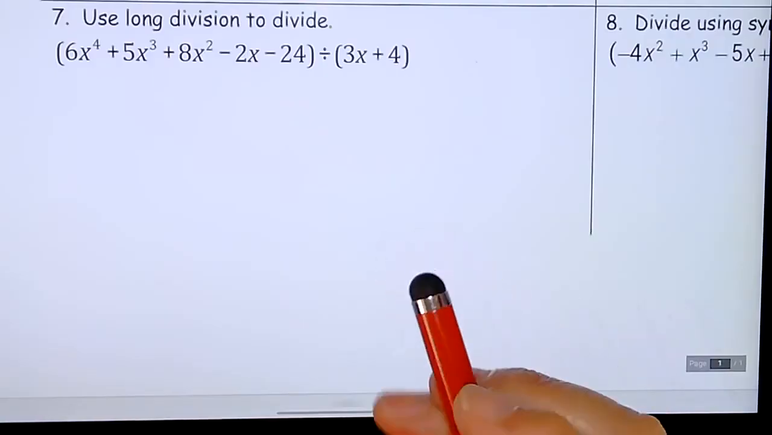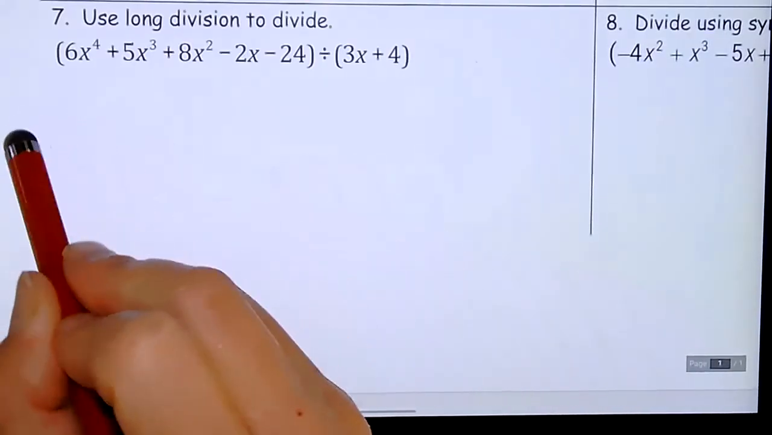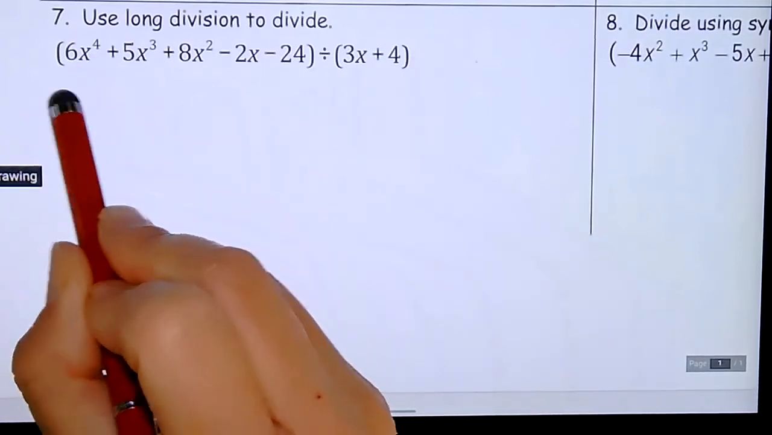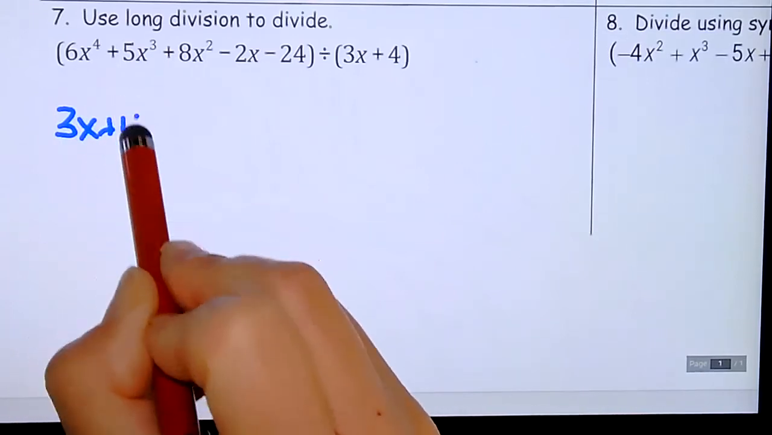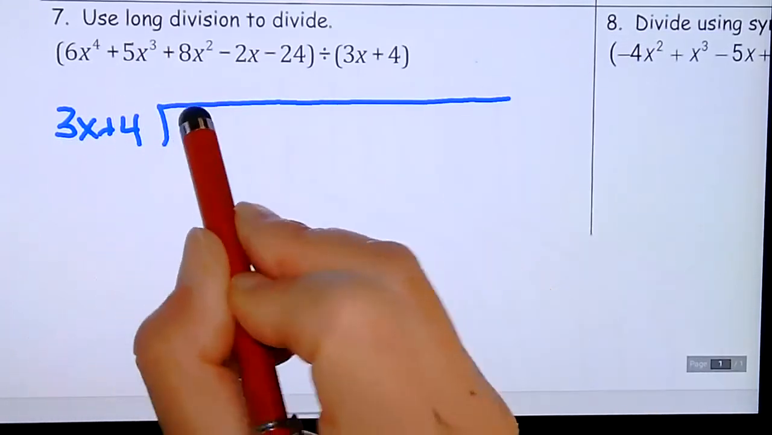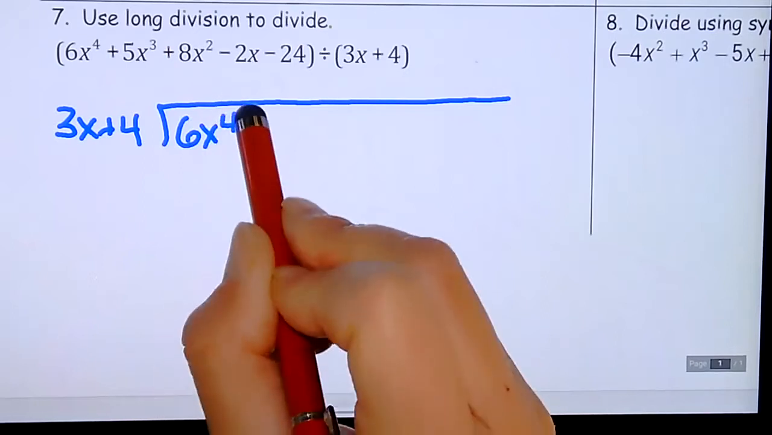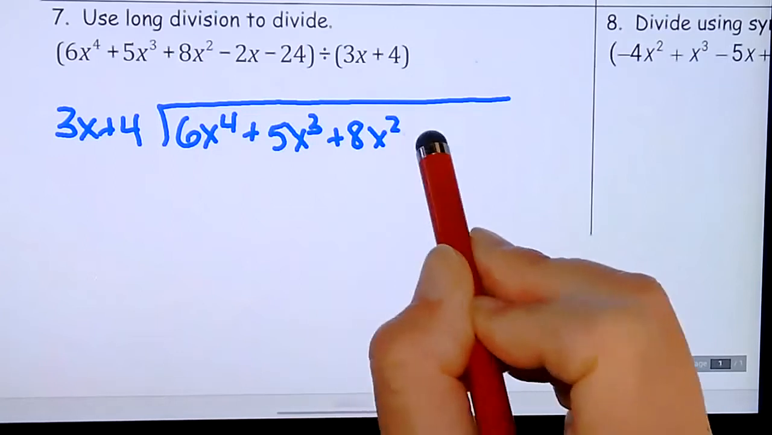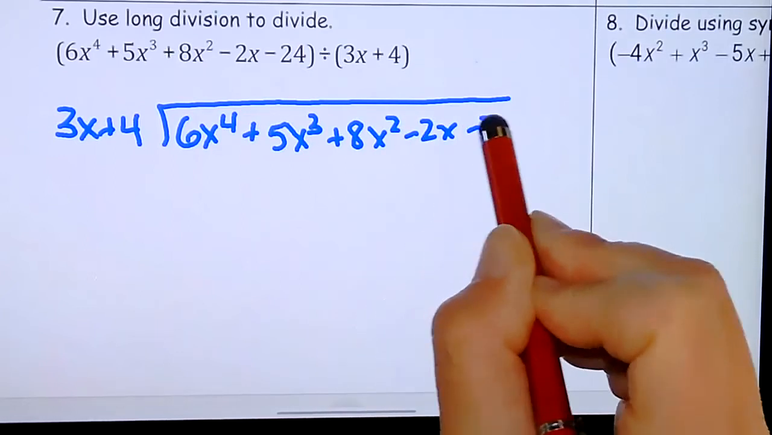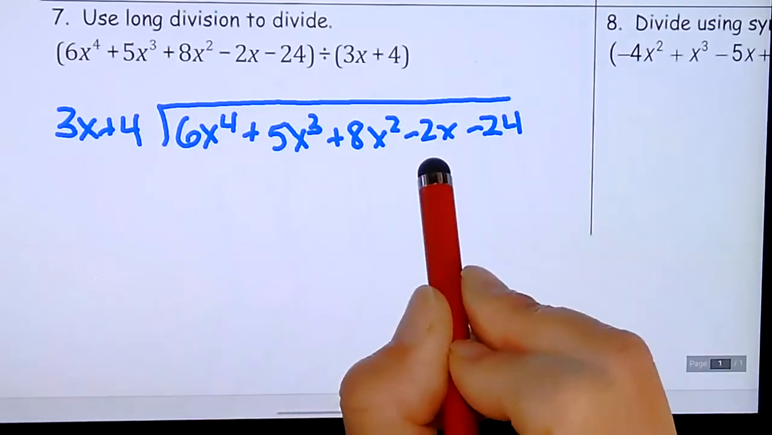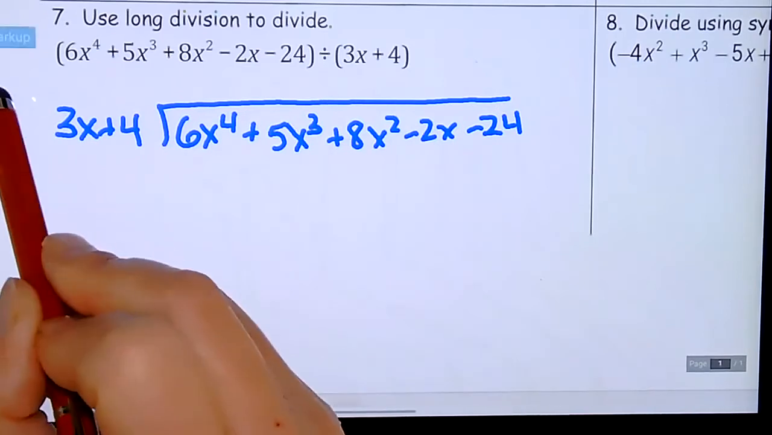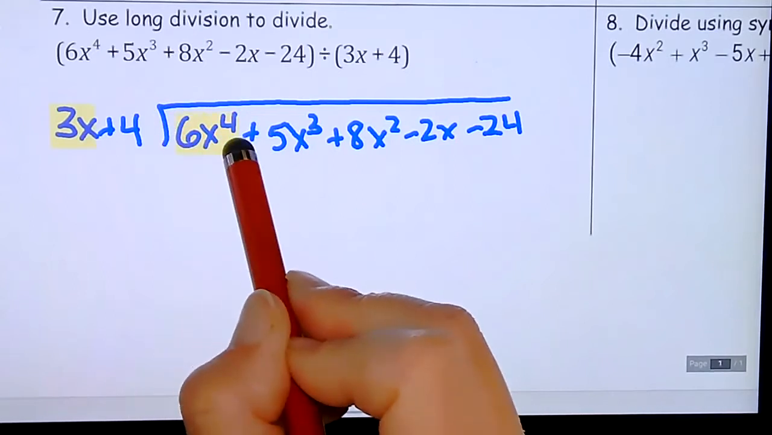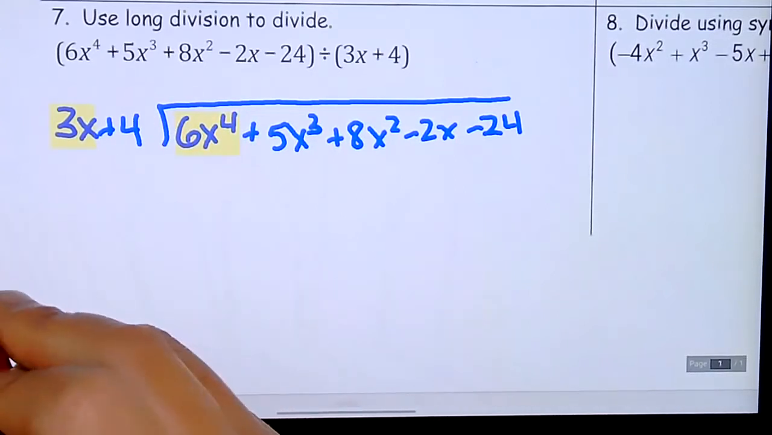Okay, so this is long division. You want to make sure everything's in descending order and you're not missing anything. So I'm going to have 3x plus 4 into 6x to the 4th plus 5x cubed plus 8x squared minus 2x minus 24. Okay, I wasn't missing anything. And I am going to focus on this 3x into this 6x to the 4th. That's going to be my focus.